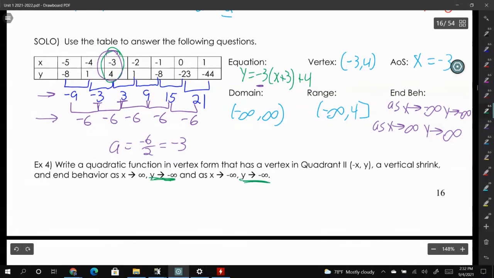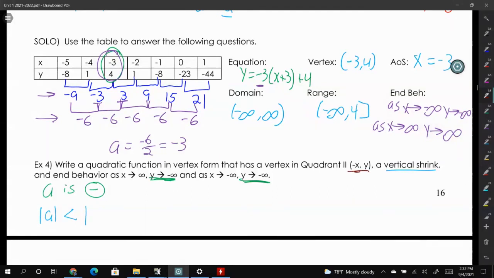Now, a couple things I notice. Both ends are going down. That tells us a is negative. A vertical shrink means that the absolute value of a is less than 1. A vertex in negative x comma y. Okay, so then let's pick a point like that. Let's say the vertex is negative 5 comma 9.